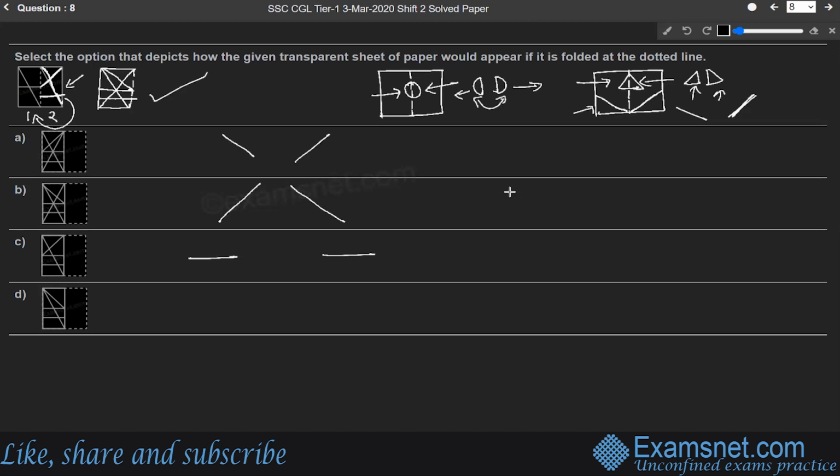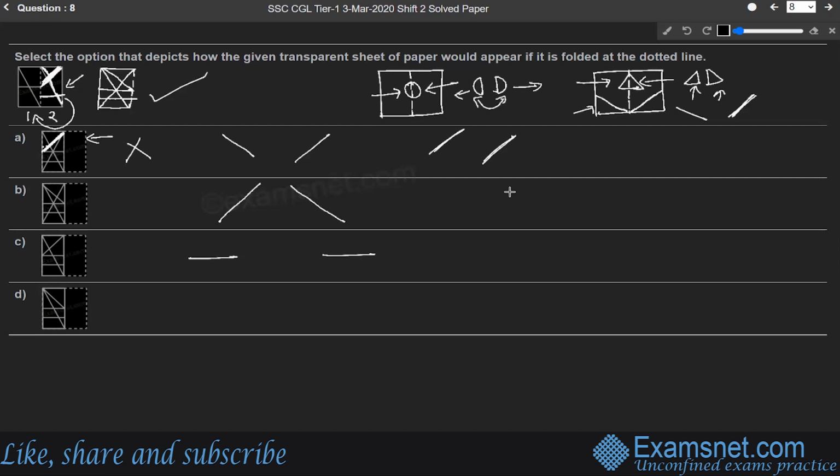In the first option, you can see that this particular side is in the same direction. You can see that in the question figure also, the direction of the line is this, and in this figure also, the direction is this only. So this is not correct. The direction should be opposite. Now let us look at the second option.